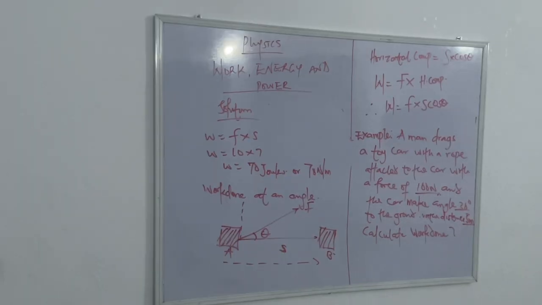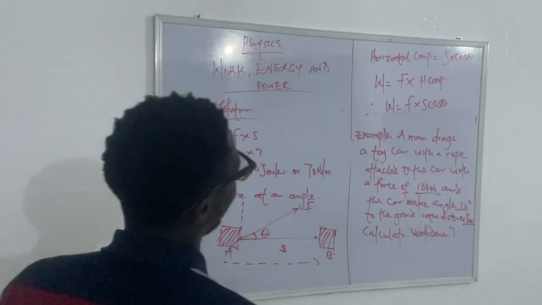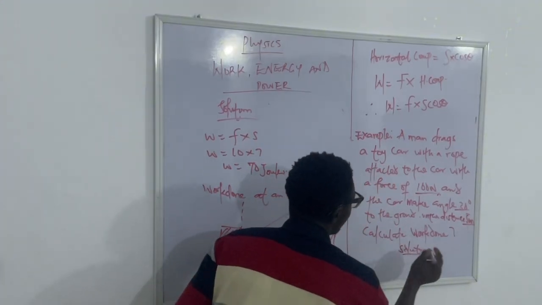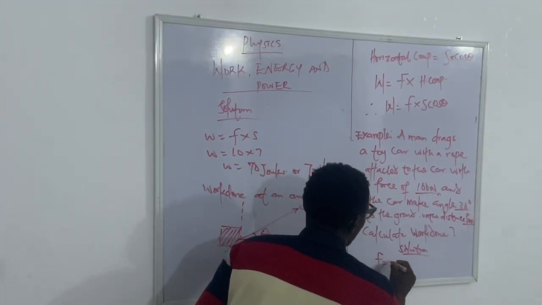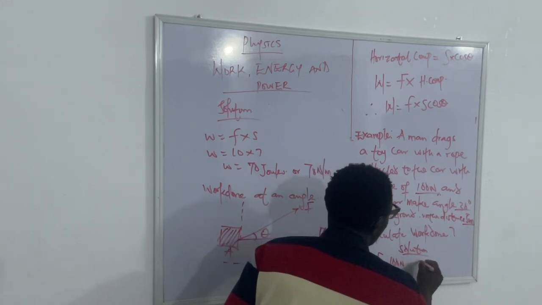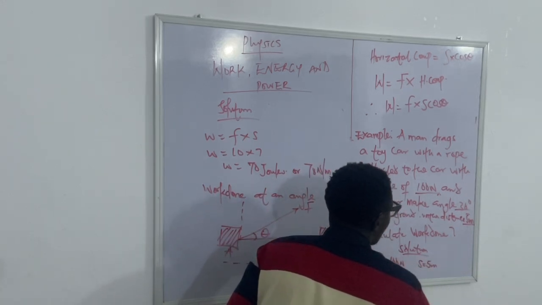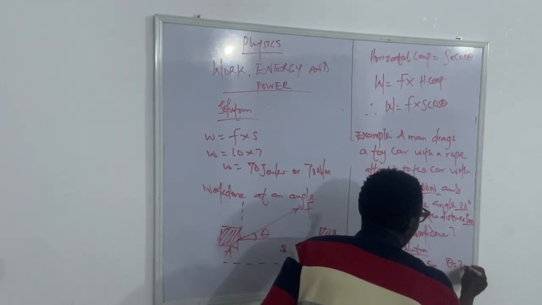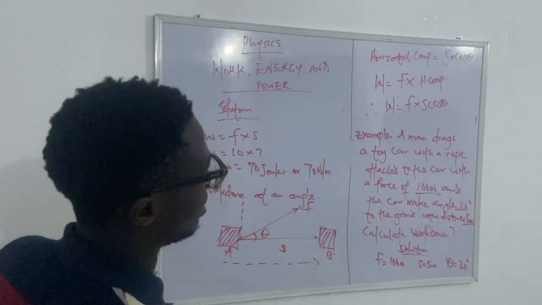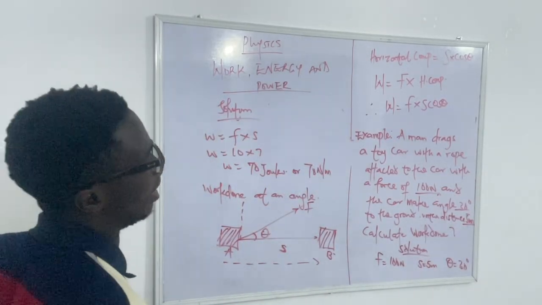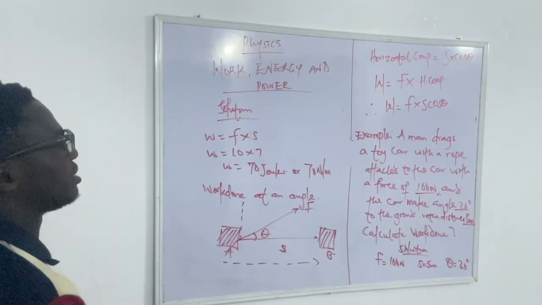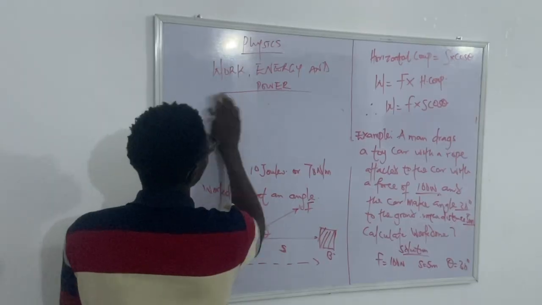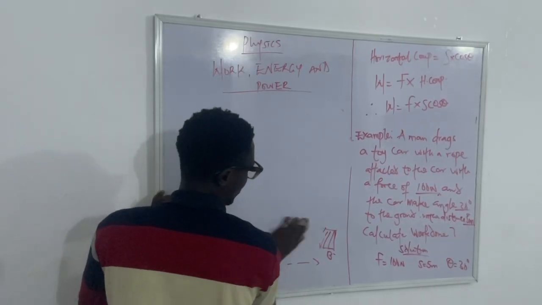So what we need to do now is just to say, solution. That's the given parameters. Force is what? Is 100 Newton. The distance is what? 5 meters. And the theta is actually what? 30 degrees. Are we together? So, let's rub this.